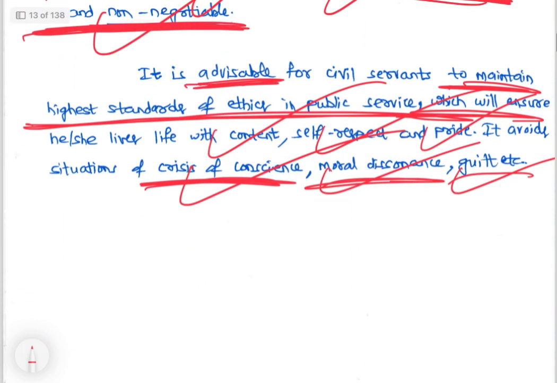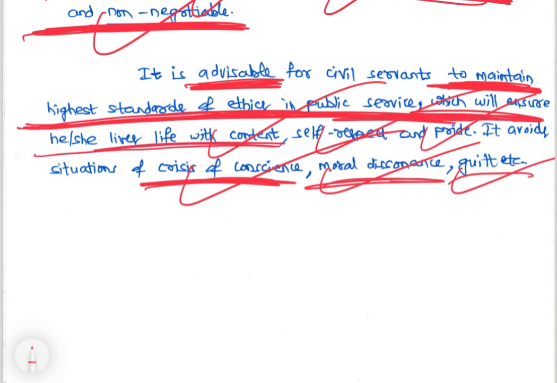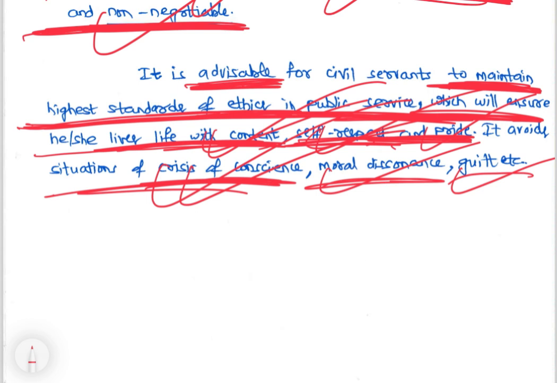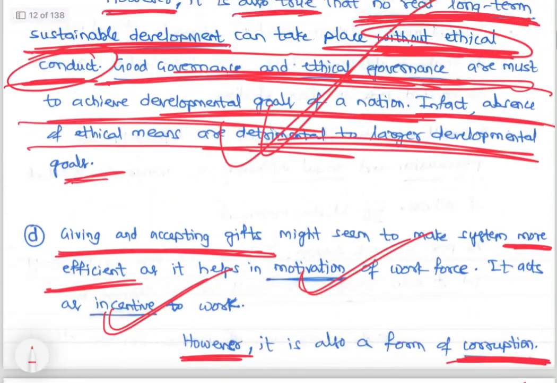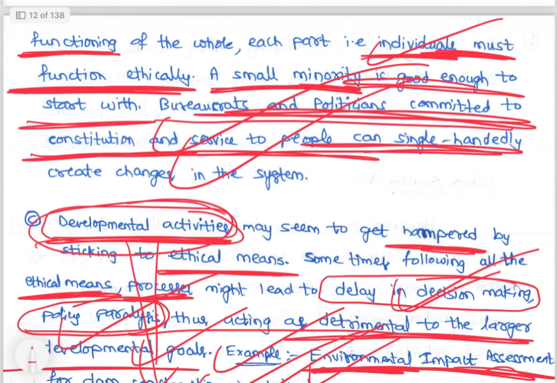Then it is advisable for civil servants to maintain highest standards of ethics in public service, which will ensure he or she lives life with content, self-respect and pride. It avoids situations of crisis of conscience, moral dissonance and guilt. Right? So इसीलिए ethics follow करना जरूरी है. This is our conclusion part. Right? So we have discussed merits and demerits in a paragraph point format, ठीक है, but सारे discuss करना है, merits and demerits, we need to substantiate, right?